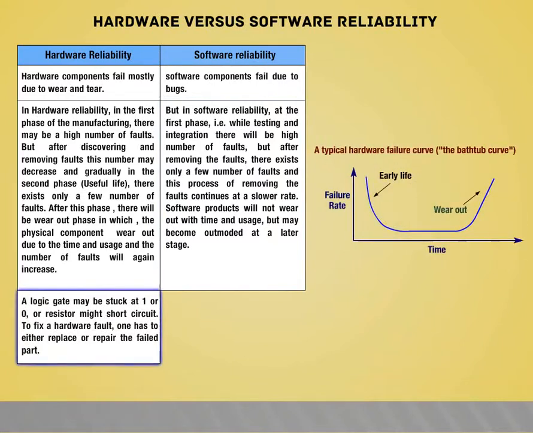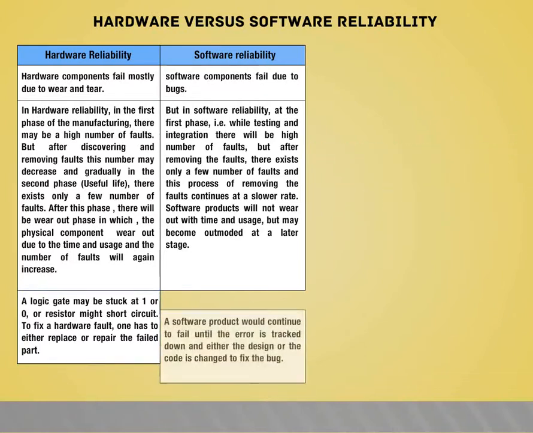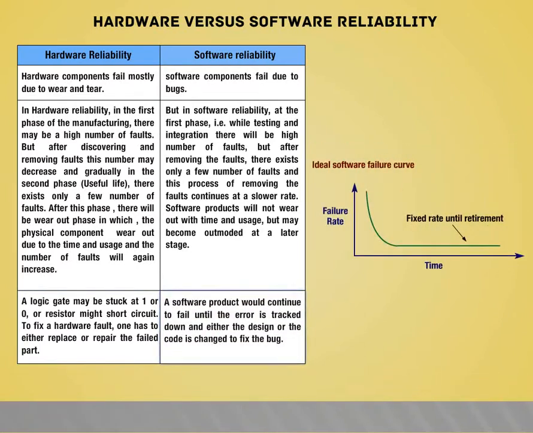A logic gate may be stuck at 1 or 0, or a resistor might short circuit. To fix the hardware fault, one has to either replace or repair the failed part. A software product would continue to fail until the error is tracked down and either the design or the code is changed to fix the bug.